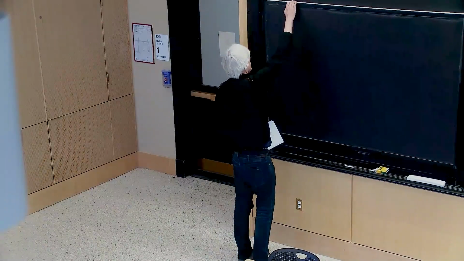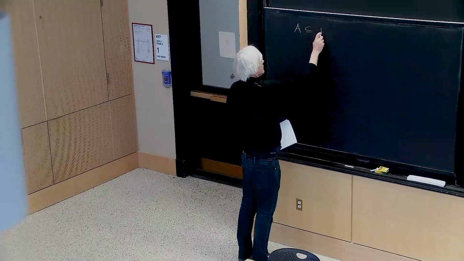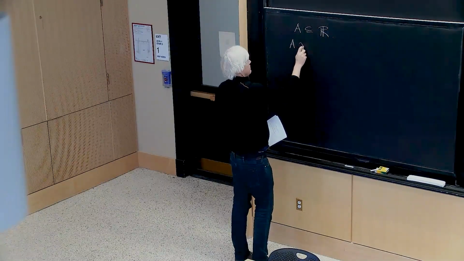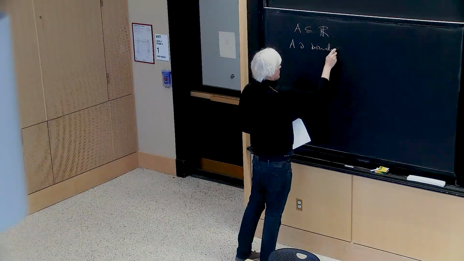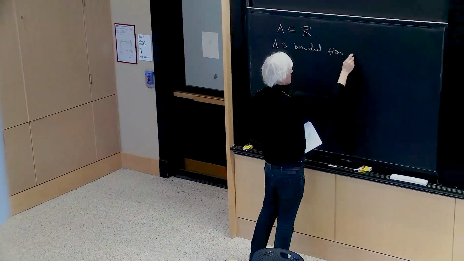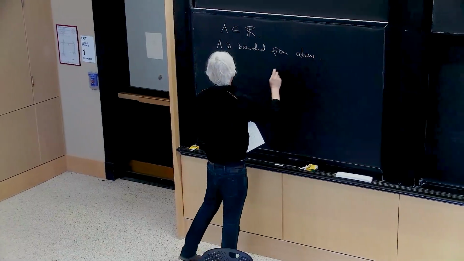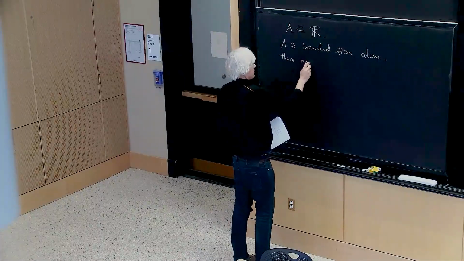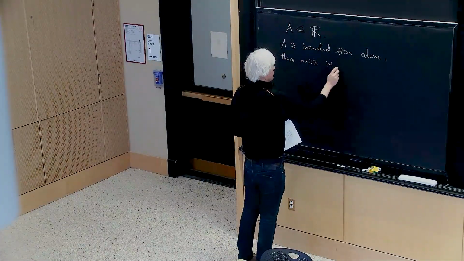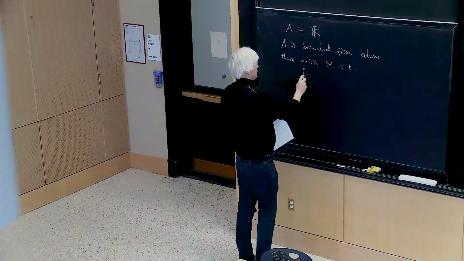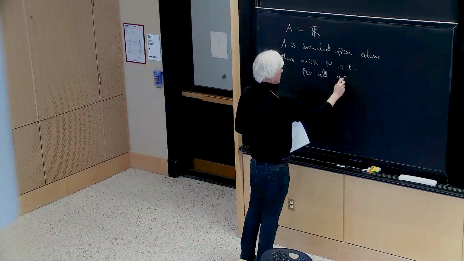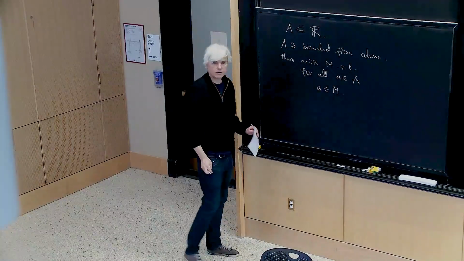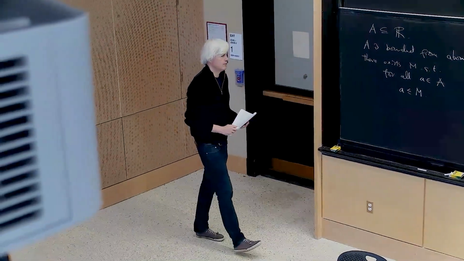So the first is this: if you take a subset A of Rn, to say that A is bounded from above just means that there exists M such that for all a in A, a is less than or equal to M. So this is what it means for a subset to be bounded from above, right?